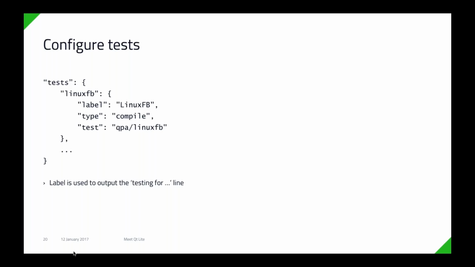These are the things that you will actually be seeing when you're configuring Qt. There's a label here, and you'll see that as lines when you run configure in Qt. There's testing for Linux FB, and then the answer comes back yes or no, and that's these tests that are specified here.